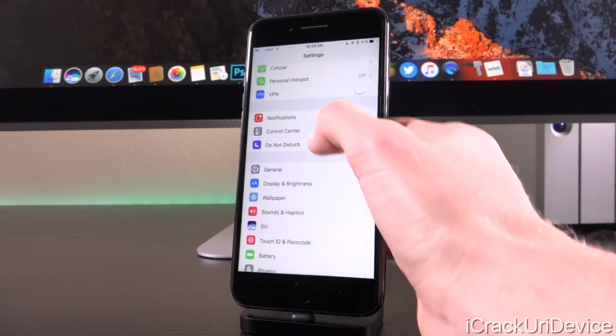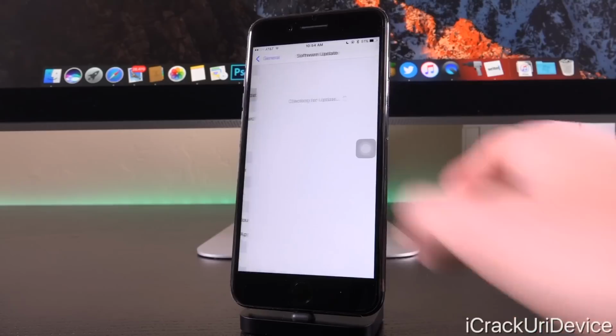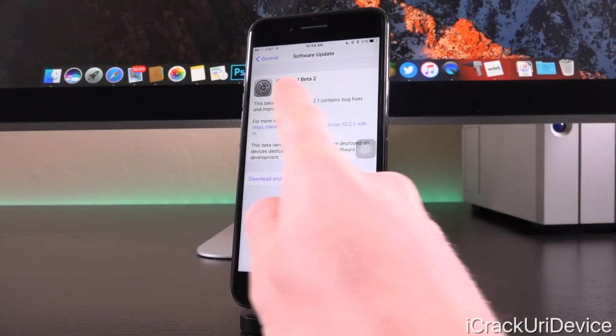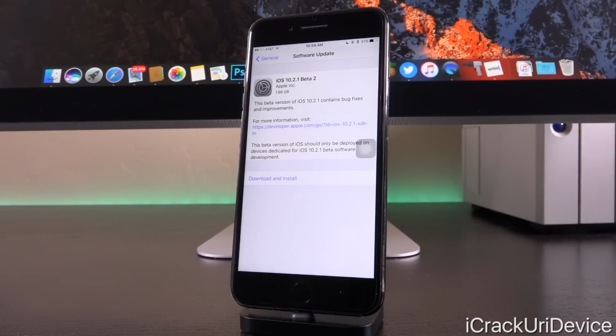Now, when we go inside of Settings General, followed by Software Update, we do have the beta 2 build listed as being 1.98 gigabytes, which is incredibly huge. Keep in mind, we are coming from iOS 10.2 and not 10.2.1 beta 1. The jump between beta 1 and 2 is significantly less drastic.